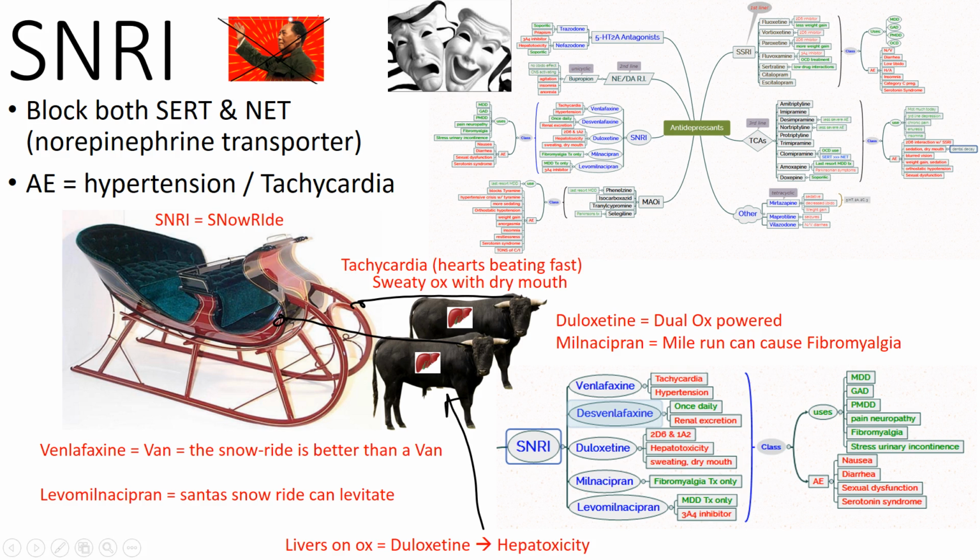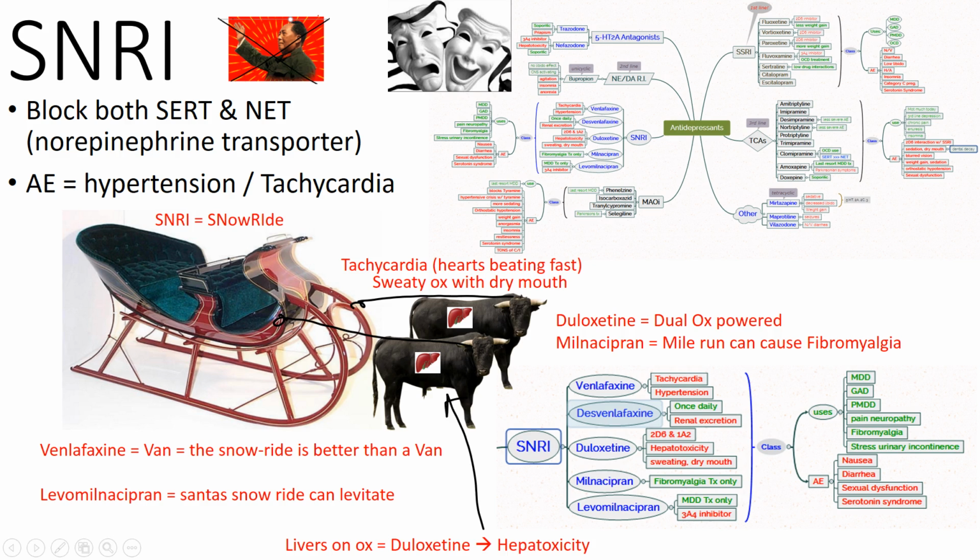Okay, so now we're going to move on to the SNRIs, and these ones are also another class of antidepressants, very similar to the SSRIs, except they can have some blood pressure effects, a little different than the other ones. They can cause some tachycardia, some hypertension, and the way you can remember this is you think SNRI is the snow ride. The snow ride. SNRI is the snow ride.